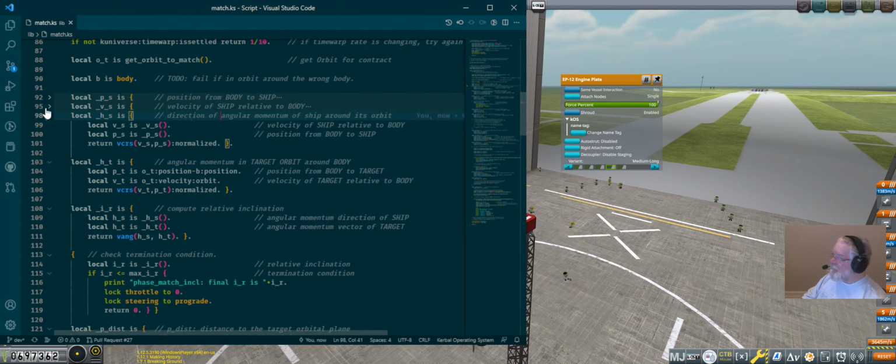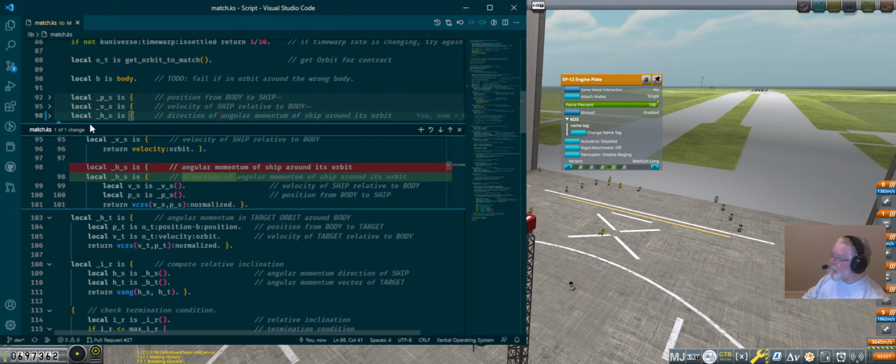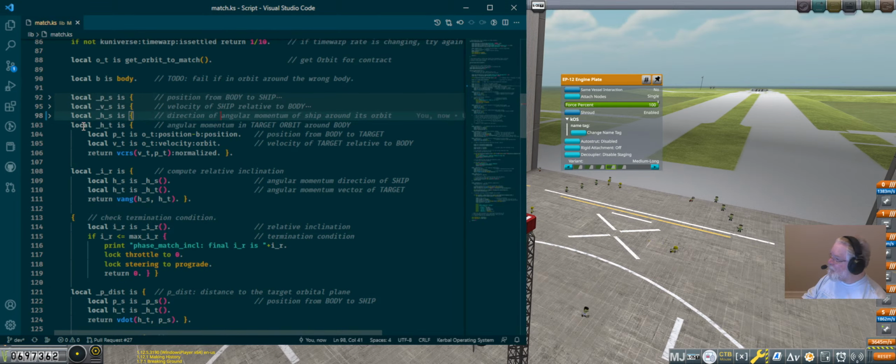Let's fix comments as we go. Oh, we do not. Okay. There's all sorts of annotations you can put in VS Code, and I am trying not to trigger them too much.